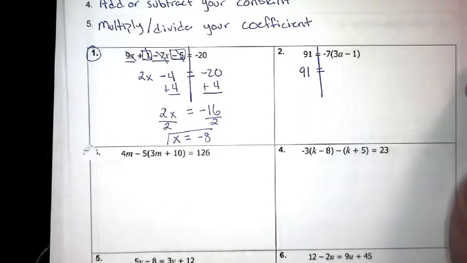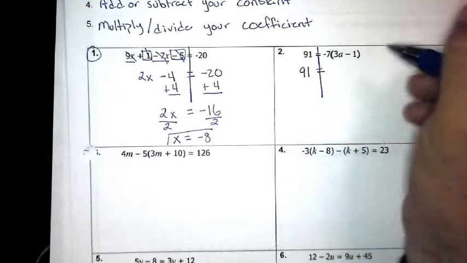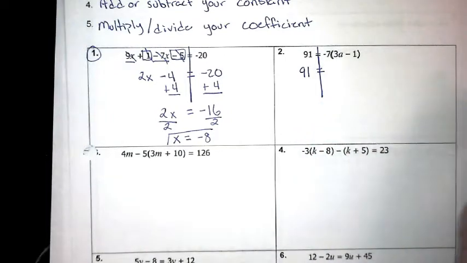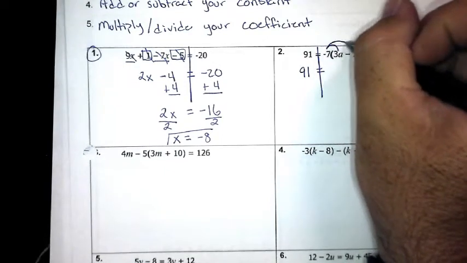Combine like terms or distribute? Distribute, because I have what? What are these? Parentheses. That's the key indicator. So that will go times that. That will multiply to that.